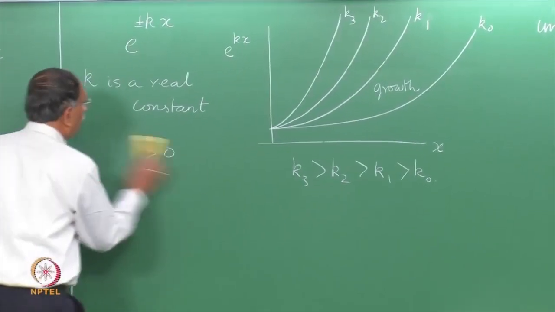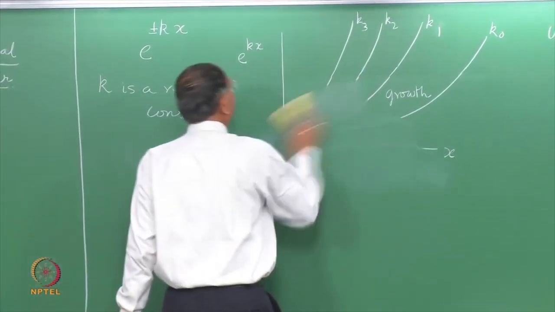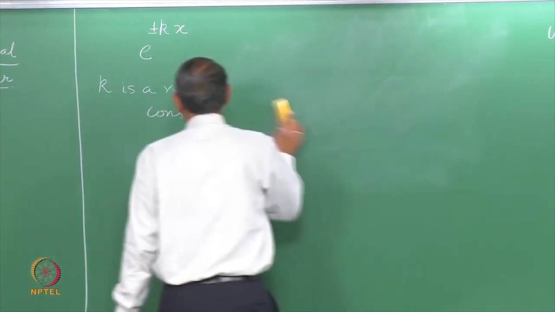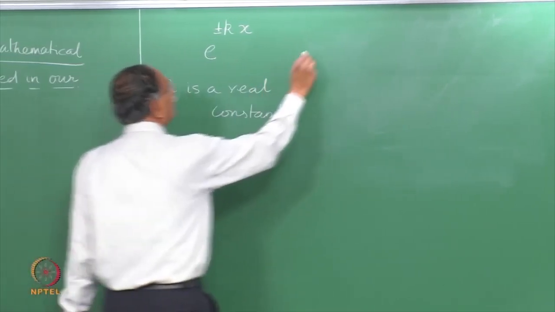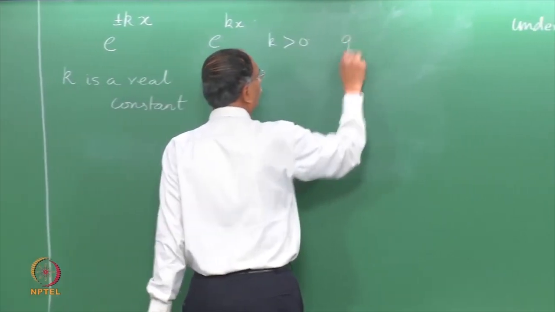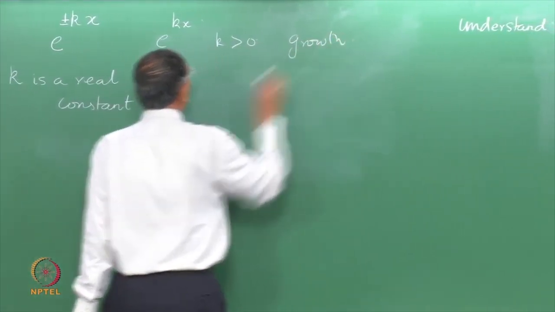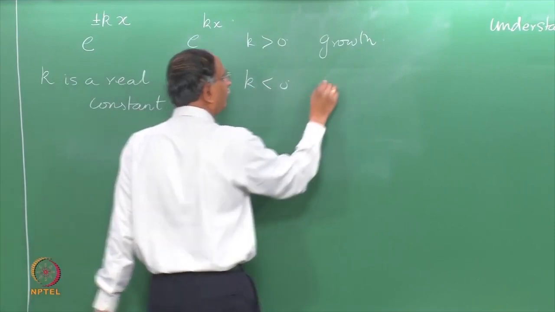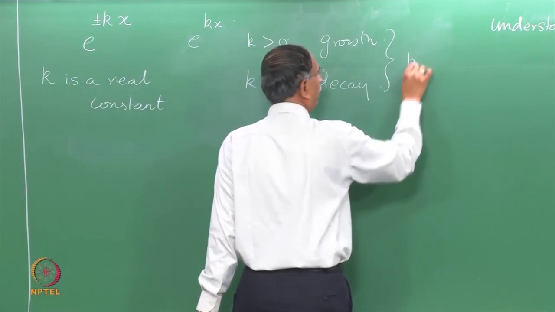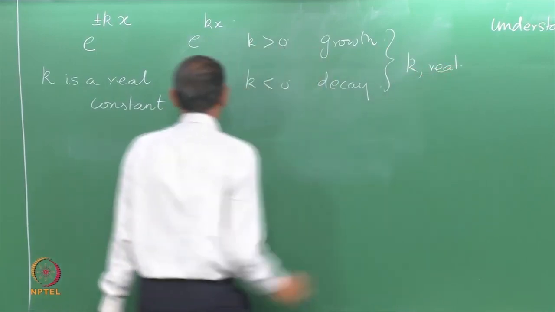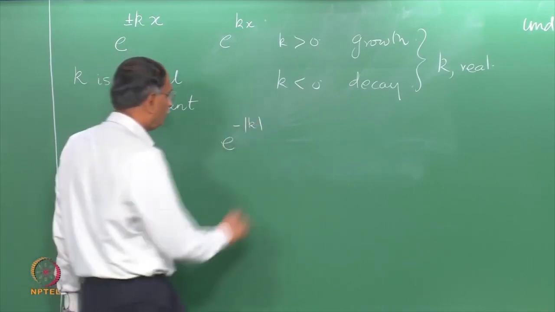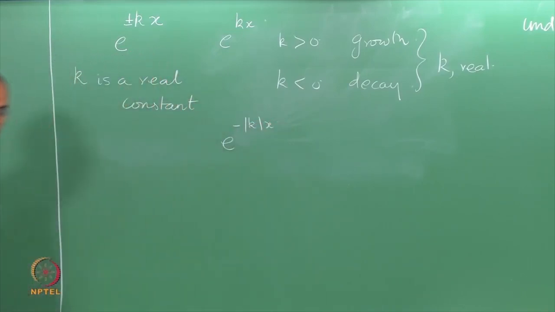Now, what about k less than 0? That is negative, which we call exponential decay. Okay? e to the kx, k greater than 0, growth. k less than 0, it's decay. Of course, in both cases, k real. So you have e to the minus some value of k, whatever is the number, times x.